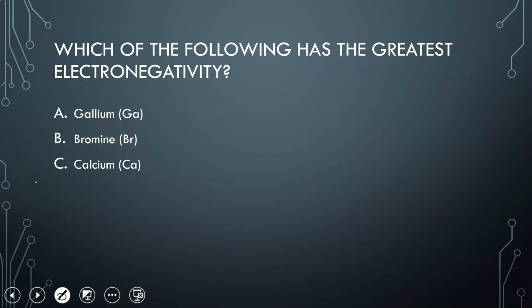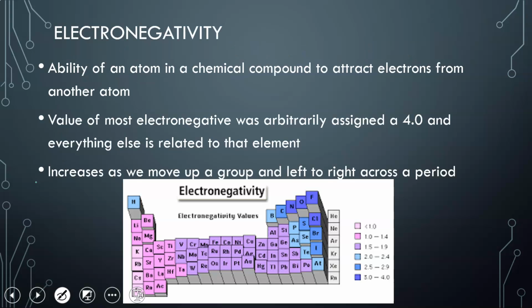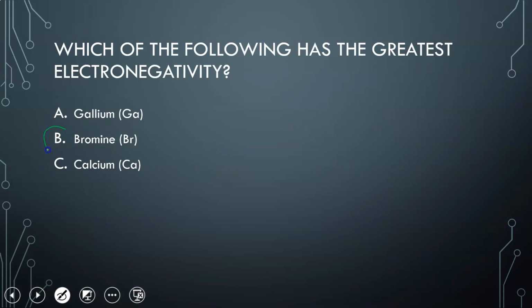All right, so which of the following has the greatest electronegativity? Gallium, bromine, or calcium? So if we look, gallium is kind of here in the middle. It's a purple color. And then we have bromine, that's here with the blue. And then we have calcium way over here in the pink. So as you can see, they've increased across. As they moved right, they became bigger. So bromine is the one that has the highest.